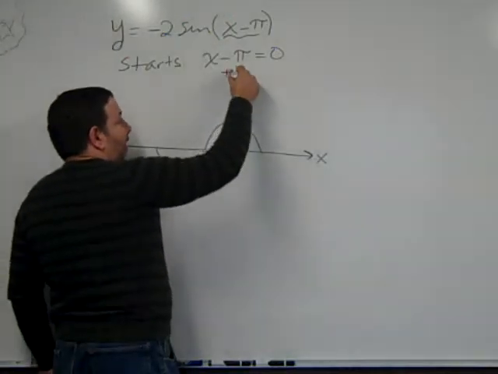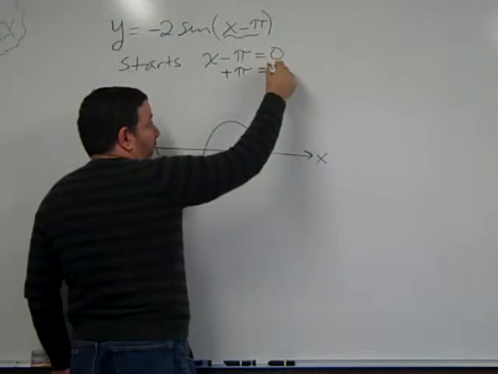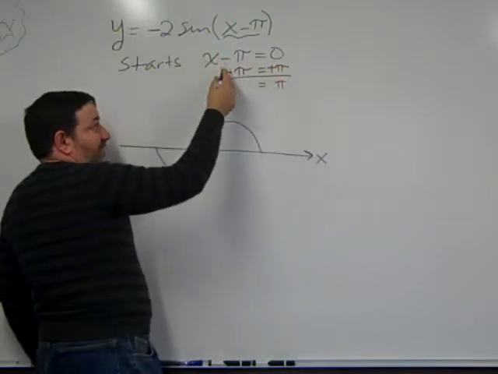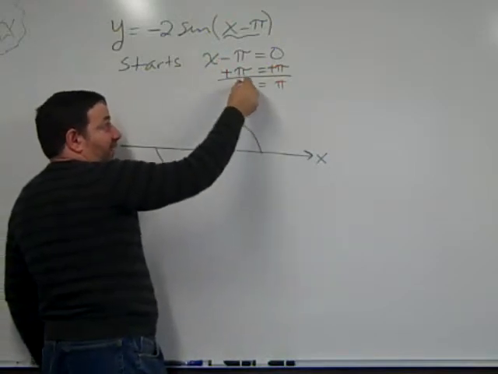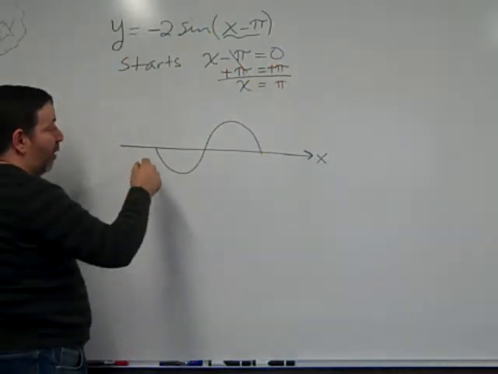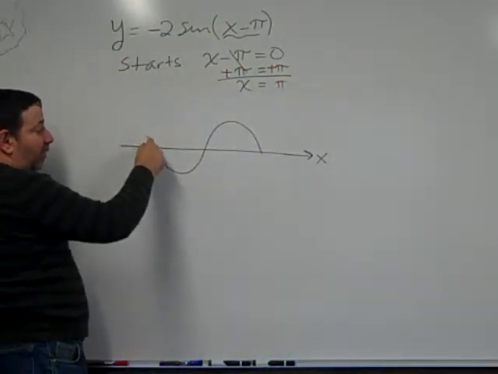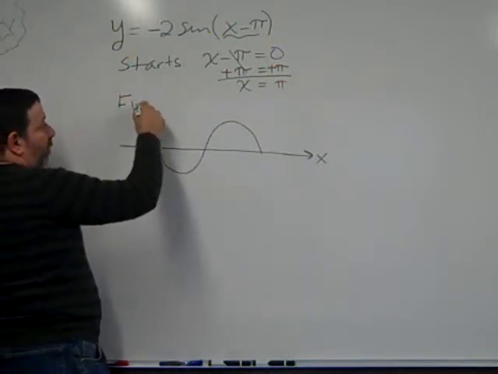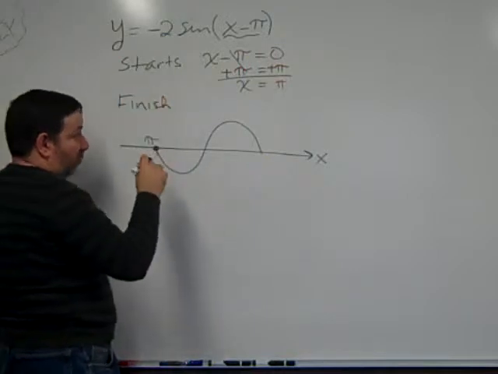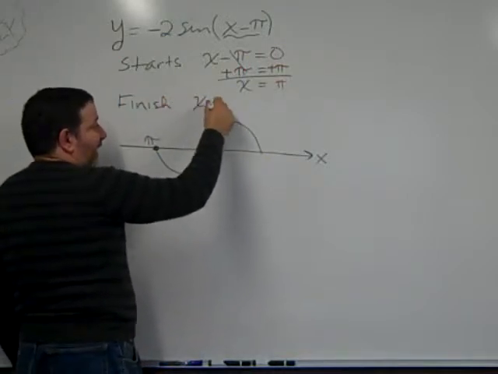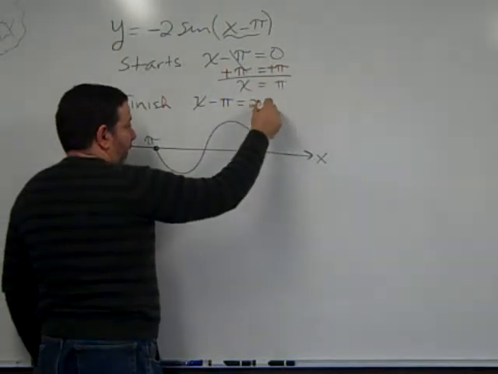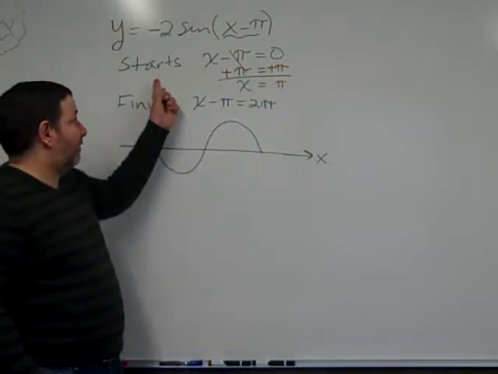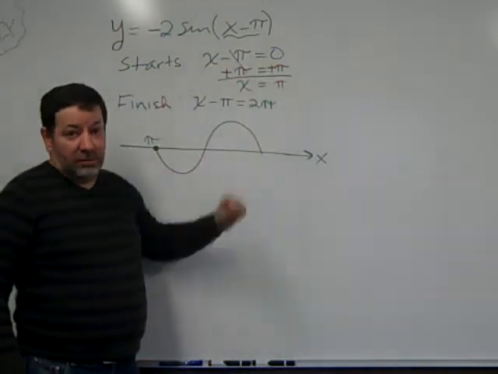And if you insist on adding pi to both sides, fine. 0 plus pi is pi. If you have x and you take away pi and then you add the pi back, you just get x. We start at pi. Okay, wonderful. That's pi. Now, where do we finish? We always finish a sine or a cosine graph when the angle is 2 pi. And just for the record, for a sine or a cosine graph, we start where the angle is 0.